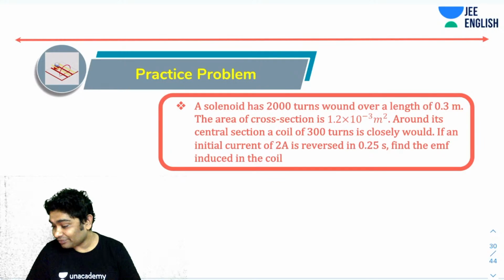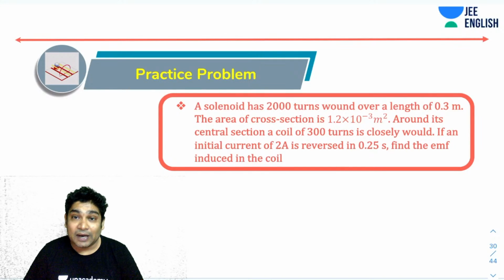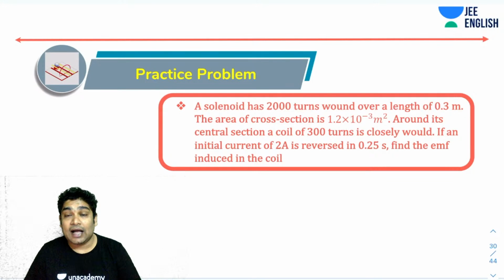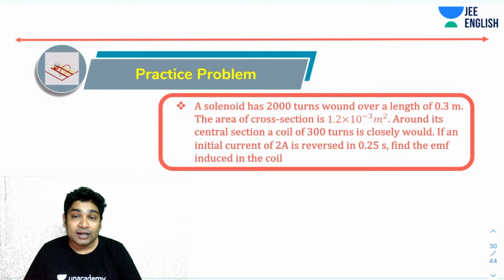Let's see. Here is another practice problem for you. This says a solenoid has 2,000 turns wound over a length of 0.3 meters. The area of cross section is 1.2 into 10 to the power minus 3 meters squared. Around its central section, you have another coil of 300 turns, which is closely wound. If an initial current of 2 ampere is reversed in 0.25 seconds, find the EMF induced in this coil.